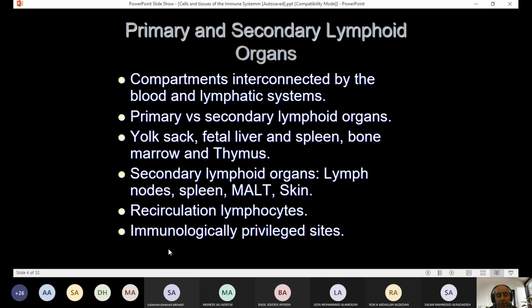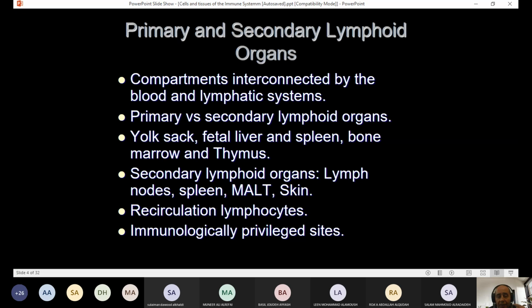We have what we call immunologically privileged sites. We do have certain sites in our body that do not have a secondary lymphoid organ, for example the eye and the testicles. What is the importance of knowing that certain organs in our body, like the testicles or the eyes, do not have secondary lymphoid organs? Some of them are immunologically privileged sites.